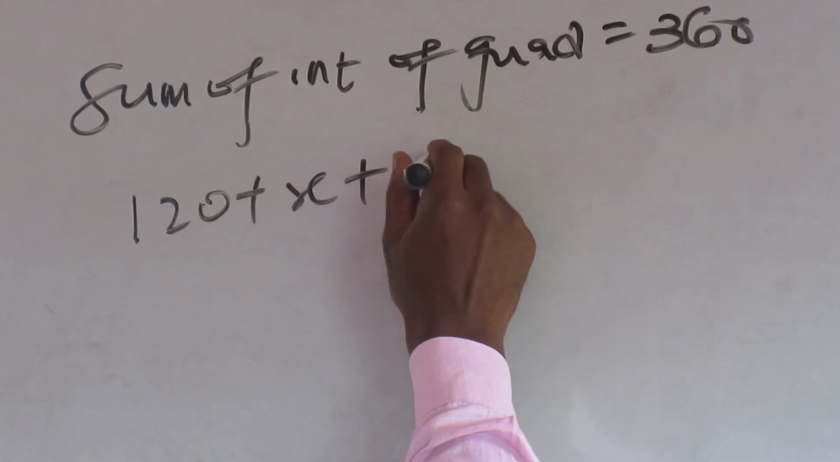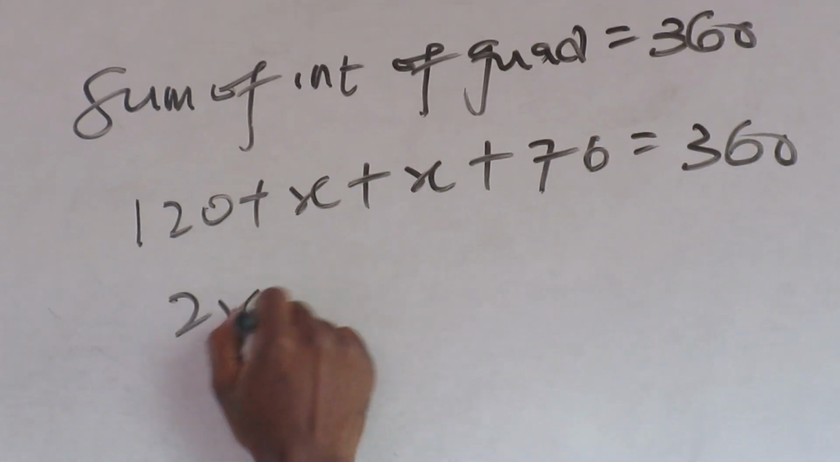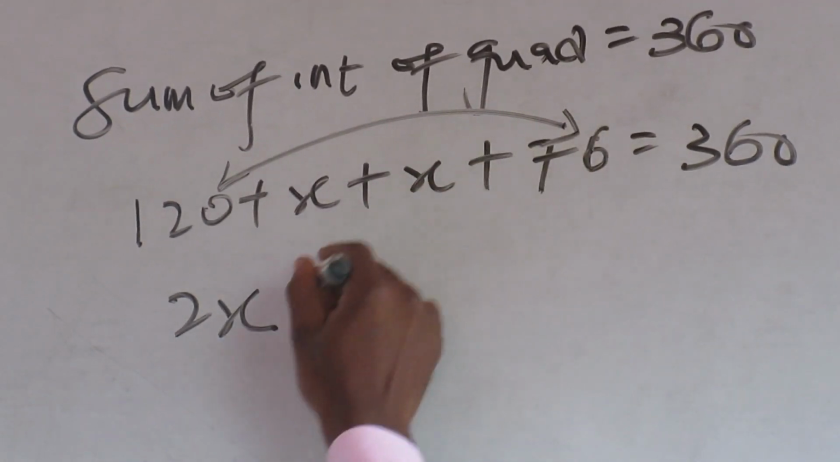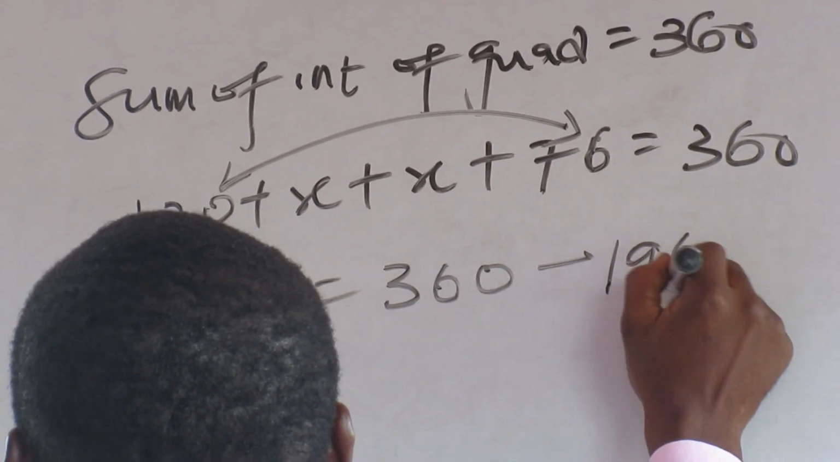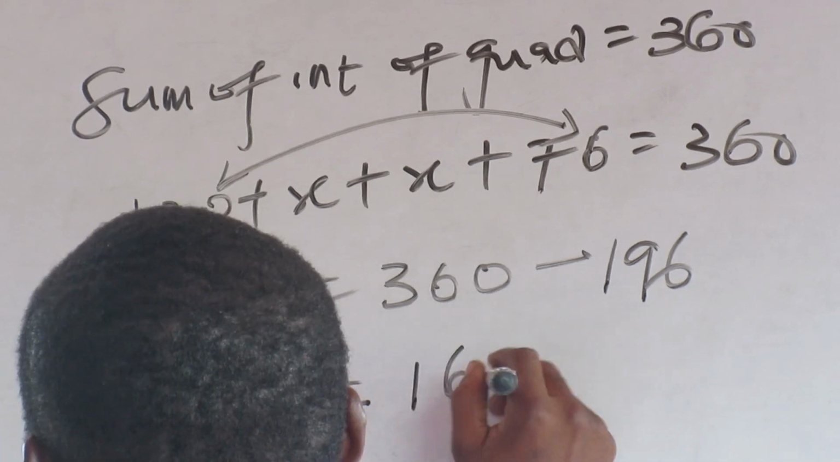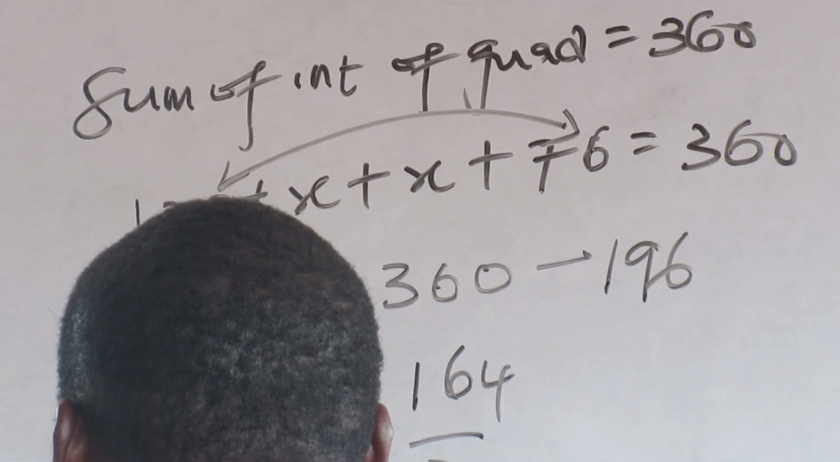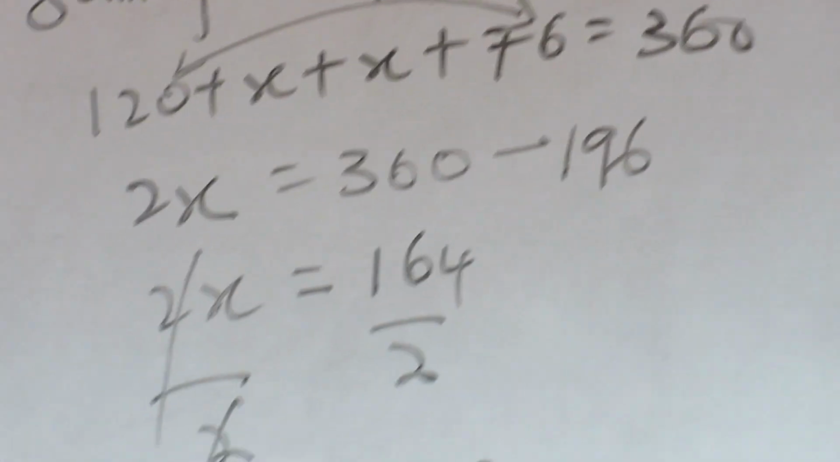120 plus x plus x plus 76 equals 360. 2x equals 360 minus something, 196. Yes. That was a compulsory question for 4 marks.